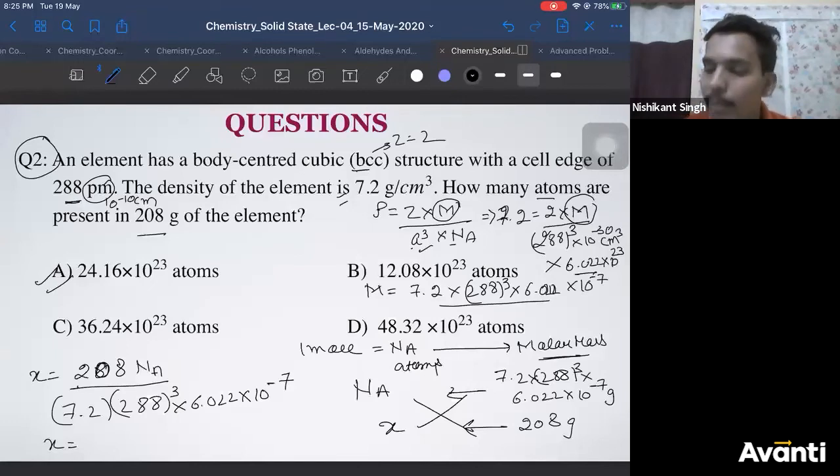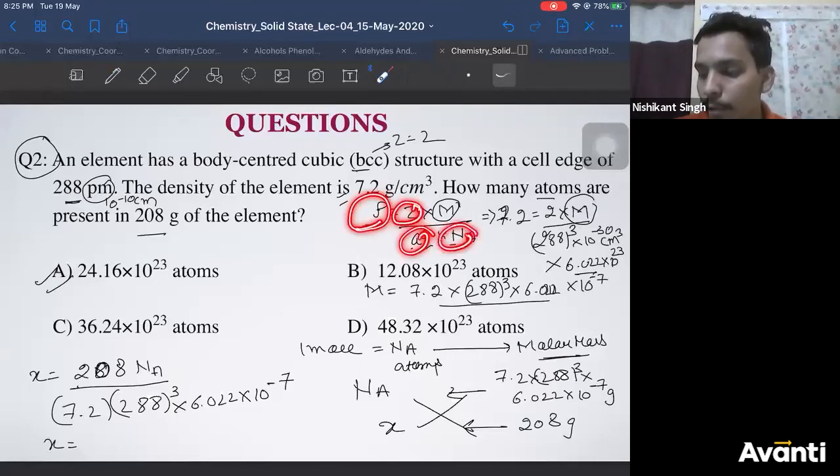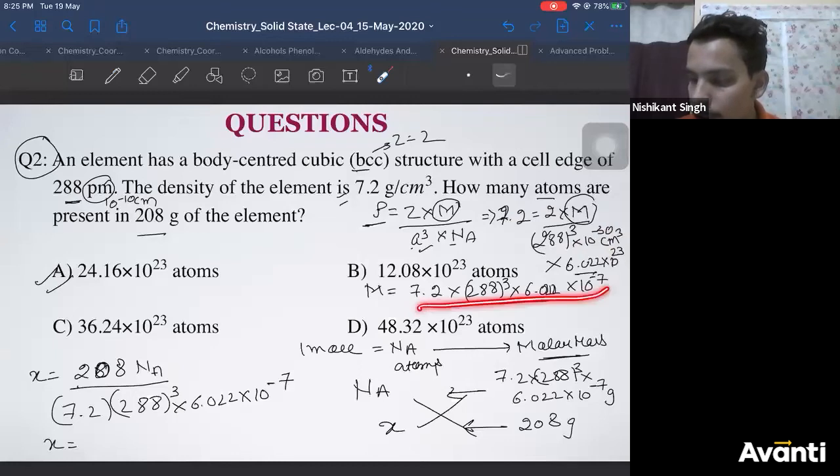Molar mass: what I did was, density was given to me. Z was given, a was given, Na was given. From this, I calculated molar mass. By substituting the values, I got my value of molar mass to be equal to this. You can do the calculation. I did not do the calculation because I wanted to do all the calculation together.